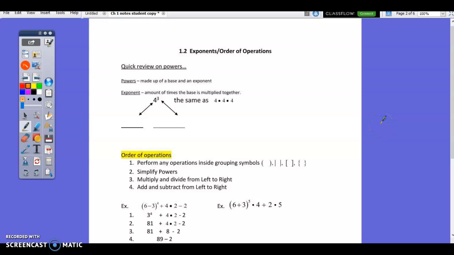All right, so in this lesson we're going to be talking about order of operations primarily, but I also want to explain what exponents are just as a quick review. Powers are made up of a base and an exponent. So this whole thing right here is considered a power, where 4 is the base and 3 is the exponent.